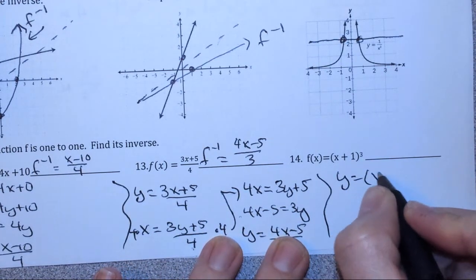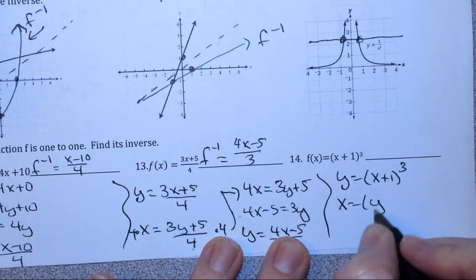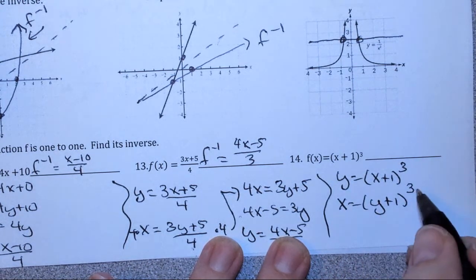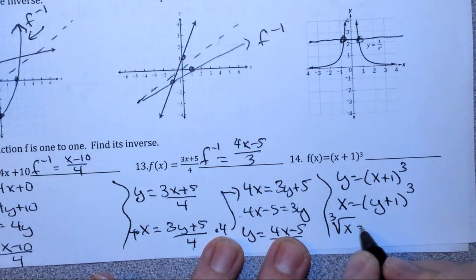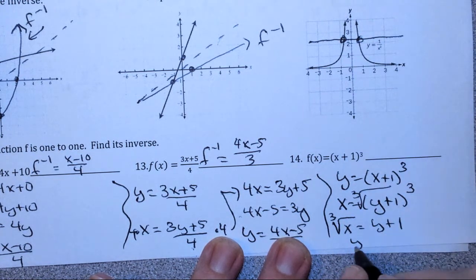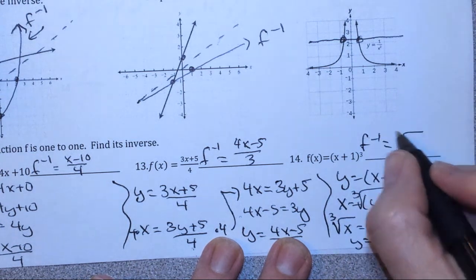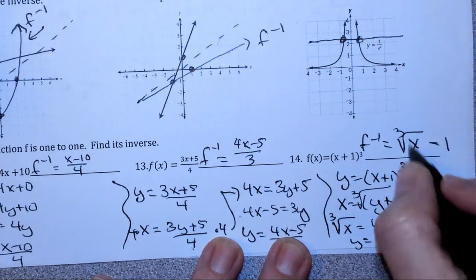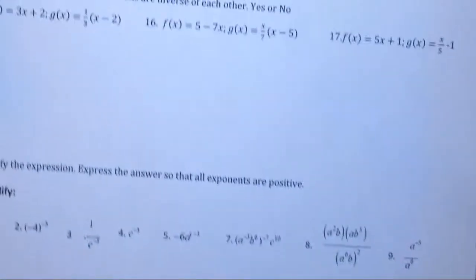Y equals x plus 1 to the third. So x equals y plus 1 to the third. In order to get rid of a cube, you have to cube root the x. And if you cube root this side, they cancel, and you have y plus 1. So y is going to equal the cube root of x minus 1. And that minus 1 is not under the radical. So the inverse equals cube root of x, and then minus 1 is on the outside. Okay, so there's your inverses.